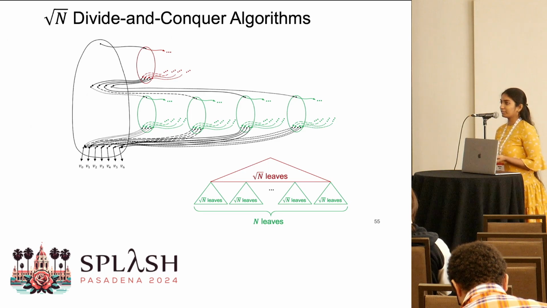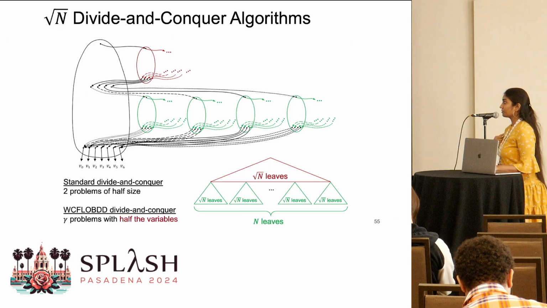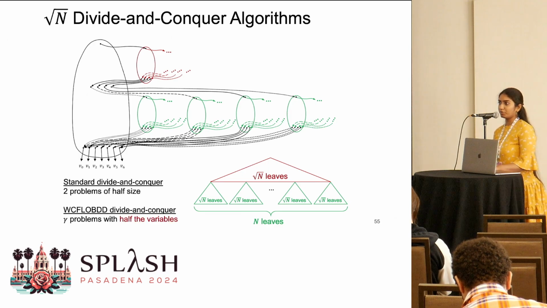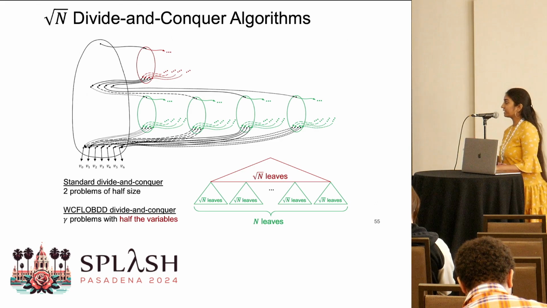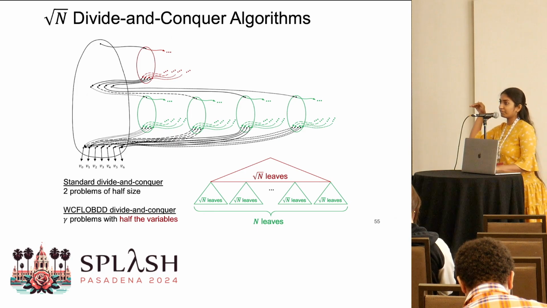What about the algorithms that you run on weighted CFLOBDDs? How do you do those? In a typical divide and conquer approach, which is used in weighted BDDs, you have 2 problems of half the size. But in the case of weighted CFLOBDDs, you'll have gamma problems with half the number of variables, because you're dividing the number of variables and not the number of output values.